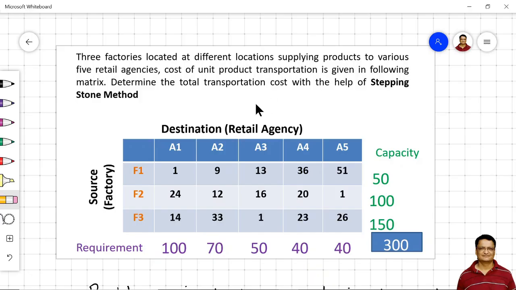At the end of this video, you should be able to solve the transportation problem with the help of the stepping stone method. Now here is the problem statement.